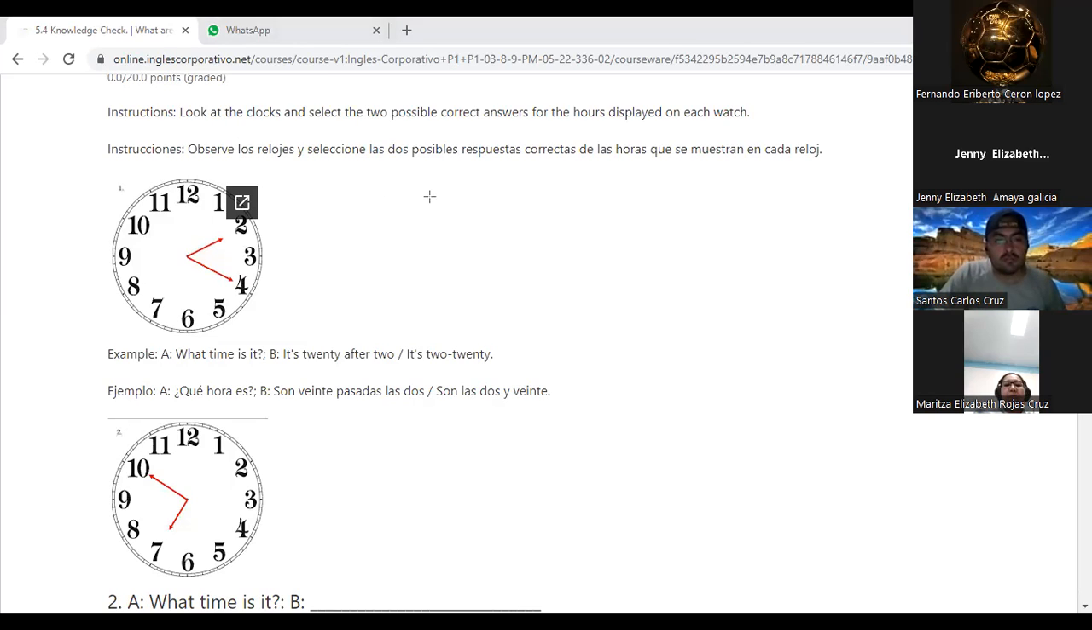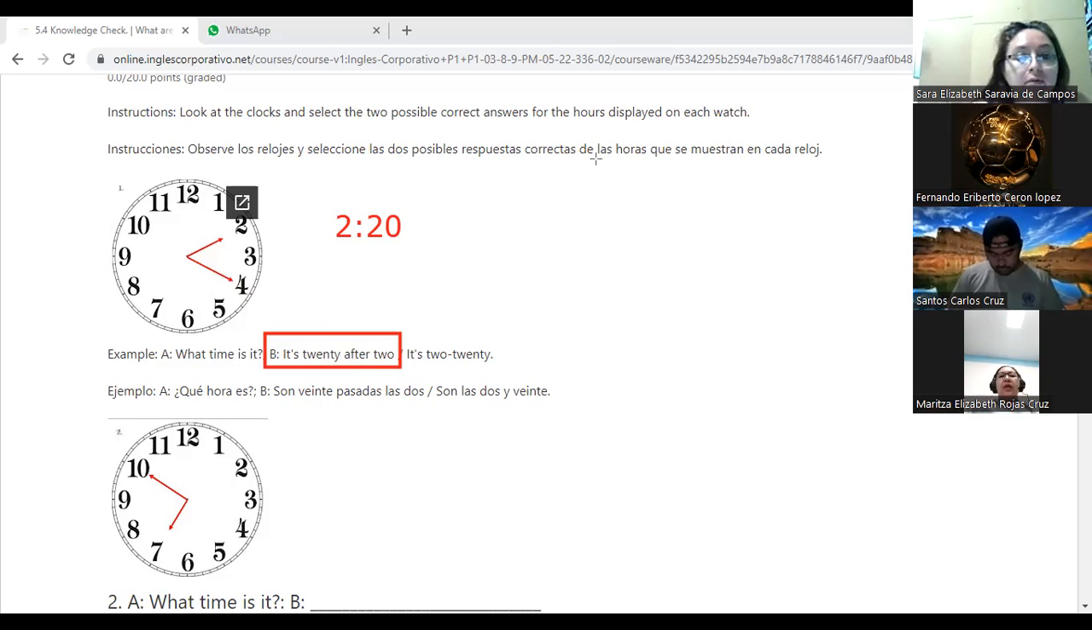It's 12. Here. It's 12. In the example. It's true. Ay, no estoy confundida. Pasémoslo a digital. Bueno, tal vez a veces se confunde uno por el tipo de reloj. It's 2:20. Okay. Or we can say, ¿qué más podemos decir? What time is it? It's 20 after 2. Muy bien. 20 after 2. Very good job. Son las 12:20.